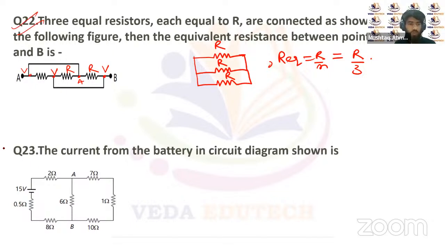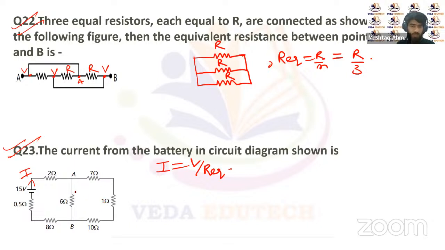Now let's move on to question number 23. The question asks that the current from the battery in the circuit diagram shown is? So you can see here, let's suppose the current I is here. The current I will be V upon R equivalent of the circuit. Now let's calculate the R equivalent of the circuit. So this is 7 plus 1, that's 8.